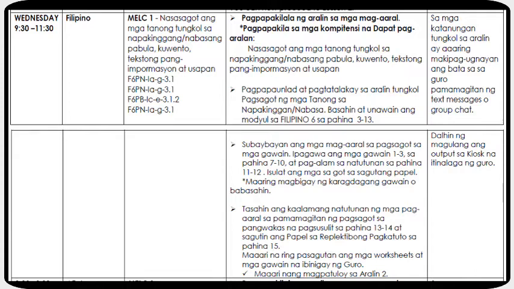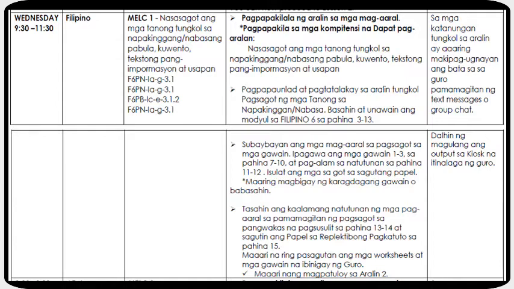Then, engagement, subaybayan ng mga mag-aaral sa pagsagot sa mga gawain. Ipagawa ang mga gawain 1 to 3 sa pahina 7 hanggang 10. At pag-alam sa natutunan sa pahina 11 to 12, isulat ang mga sagot sa sagutang papel. Maaaring magbigay ng karagdagang gawain o babasahin. Then, tasahin ang kaalamang natutunan ng mga mag-aaral sa pamamagitan ng pagsagot sa pangwakas na pagsusulit sa pahina 13 to 14 at sagutin ang papel at reflektibong pagkatuto sa pahina 15.